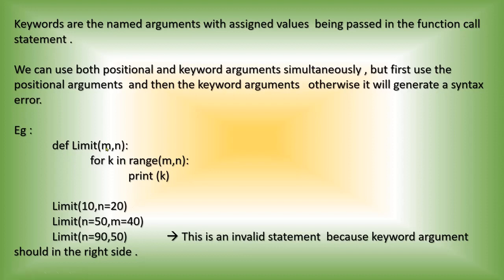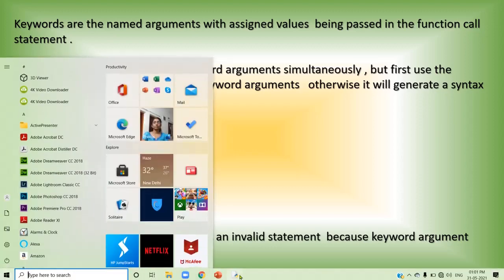It's not changing its order. It's not passing based on the positional order. Here what I wrote is n equal to 50, so n is passed to the n variable itself. And here m equal to 40 means m is passed to the m variable itself in the formal argument. See, I'll show you one example.